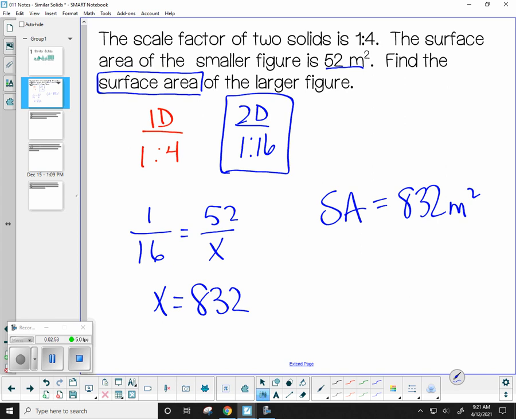Any questions on this problem? Yes? How do you know that 1 to 4 is one-dimensional? Scale factor is a one-dimensional measurement. Kind of like if you had a blueprint drawing. You know how they have like 1 inch represents 12 feet or whatever? That is a one-dimensional measurement because it's just measuring one length. Does that answer your question? Sure? I'm not really convinced. If you have a question, make sure you ask me, okay?